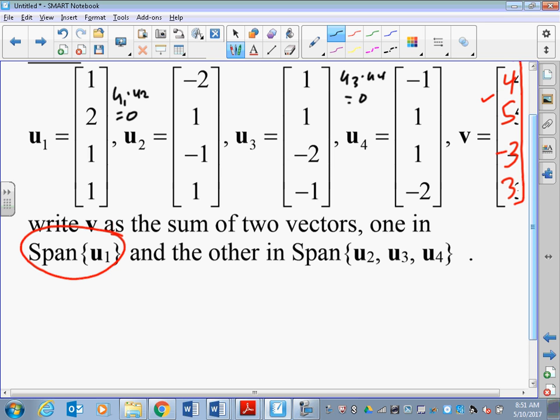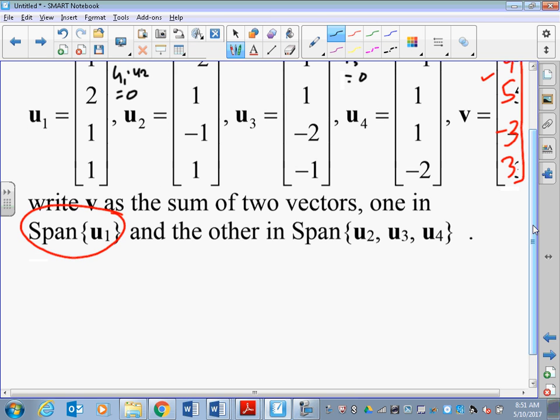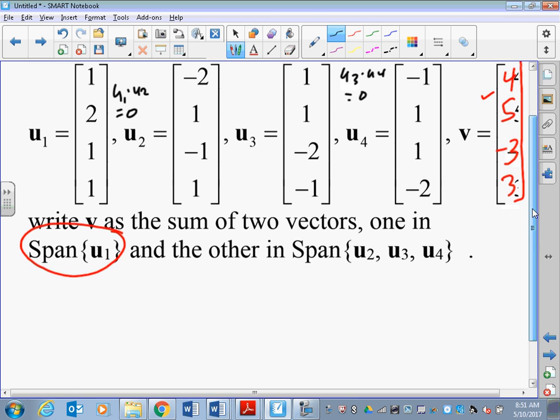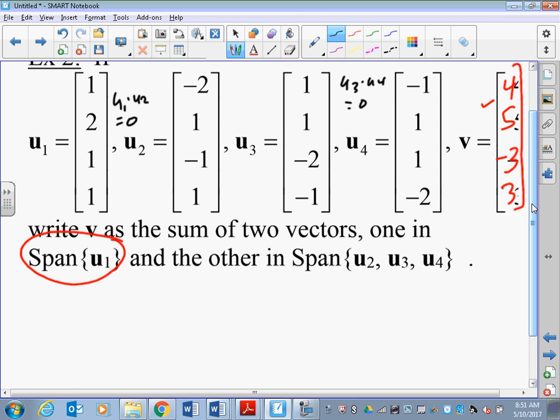So one's in the span of U1. How do we find that vector that's in the span of U1? What are we going to do? Project V onto U1, right? So it's going to be V dotted with U1 over U1 dotted with U1, times U1. And so that is going to give us what? What's V dotted with U1?